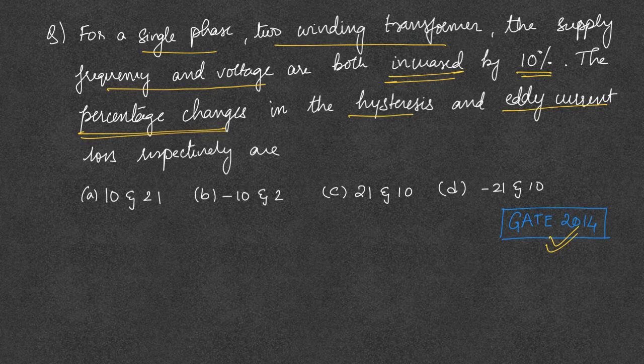So this model of questions are very important because they are often asked. This one is a direct question, but using the same concept there will be some complex problems also asked. So understanding these concepts is very important.